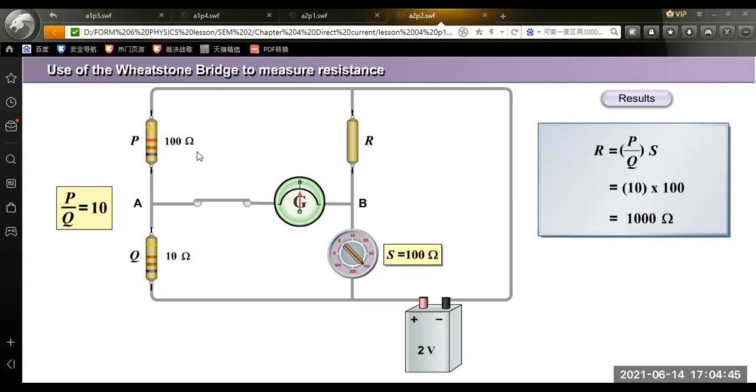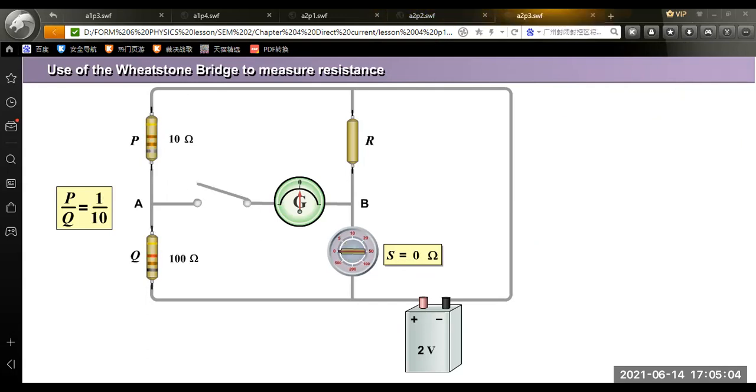Look at here, P is 10 times Q. This means that R should be 10 times S. So 100 times 10 is 1000 ohm. Now we go to the next slide.